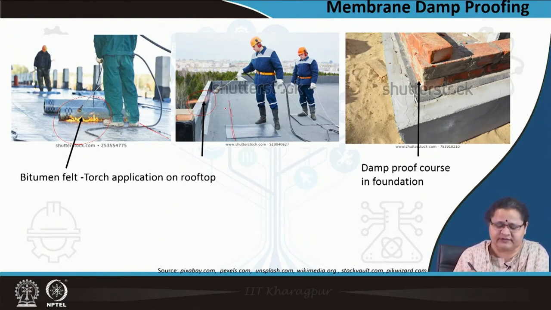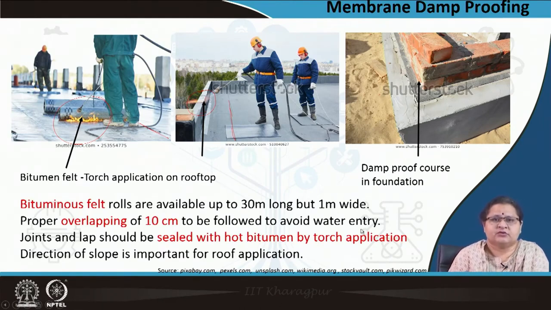One has to remember these particular points, that rolls are to be overlapped properly with around 10 centimeter, and that will avoid water entry. Joints and laps should be sealed with hot bitumen by torch application, and direction of slope should be remembered, that is important, so that the water flows in the direction of the spout, rainwater spout.